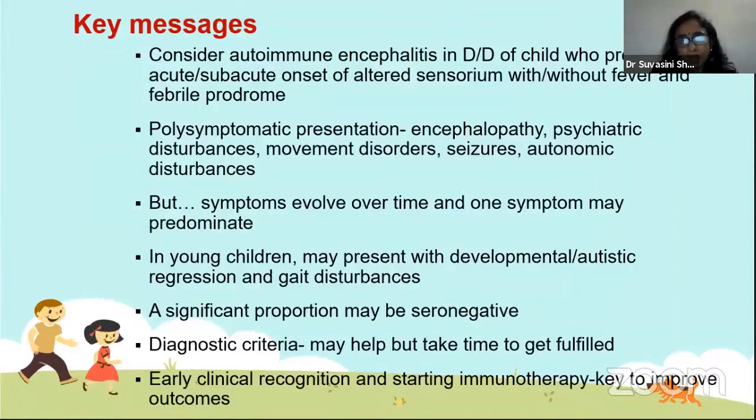So to summarize, we must consider autoimmune encephalitis in the differential diagnosis of a child who presents with acute or subacute onset of altered sensorium, with or without fever and a febrile prodrome. I'll again say this: when we get a mixture of features, either sequentially or together, encephalopathy, psychiatric disturbance, movement disorders, especially orofacial dyskinesias, seizures, autonomic disturbances, consider this. It is a polysymptomatic presentation, but symptoms evolve over time and one symptom may predominate at a particular time. In young children, consider this when there's a developmental or autistic regression and a gait disturbance.